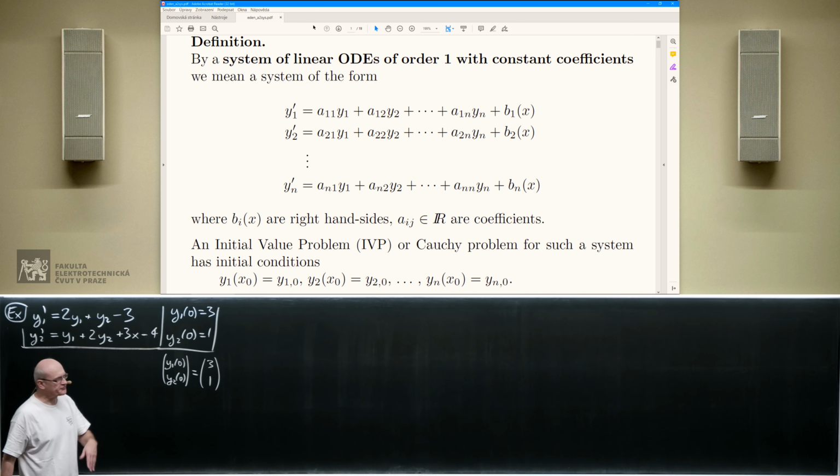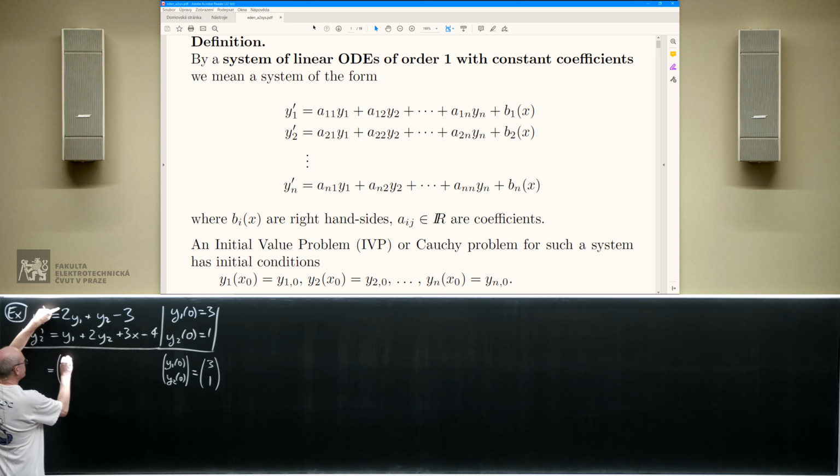So this is not really anything new. What's happening over here? I'm comparing functions. And I can compose functions into vectors. And the comparison then behaves in exactly the same way as before. So I can compare two vectors. This vector has first entry 2y1 plus y2 minus 3, and the second entry is y1 plus 2y2 plus 3x minus 4. And on the left, the vector has entries y1 prime, y2 prime.